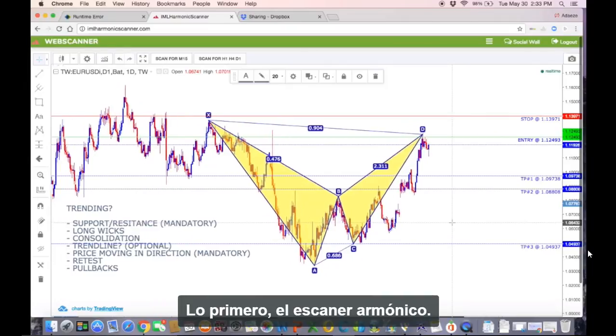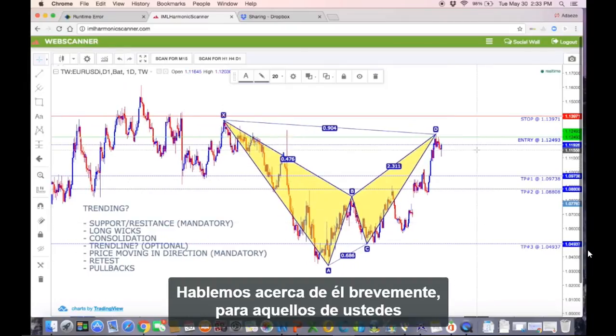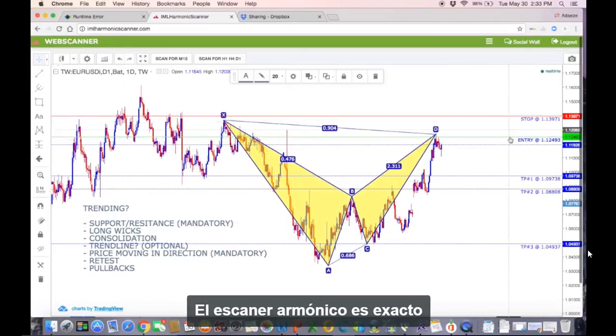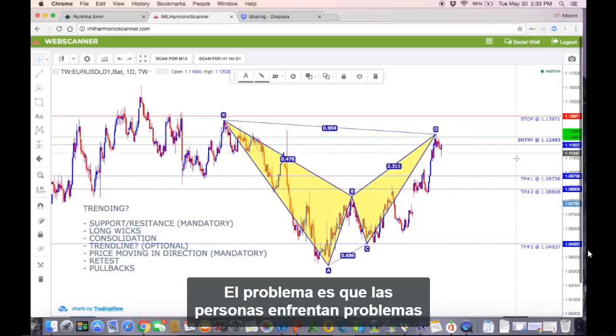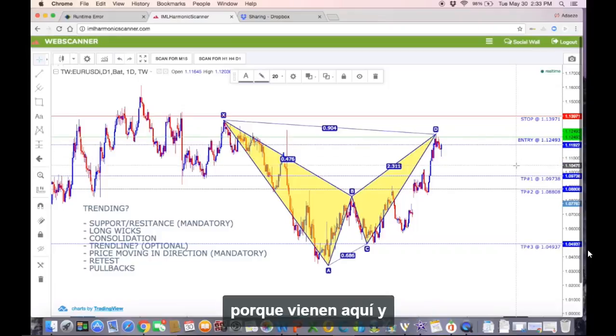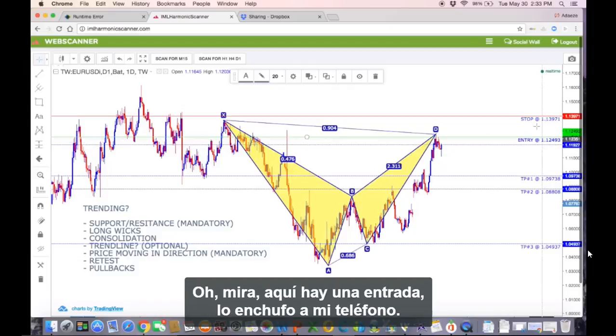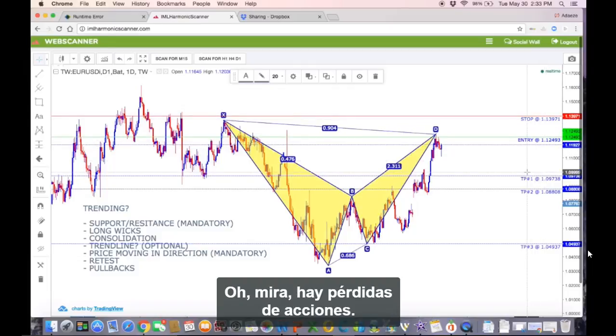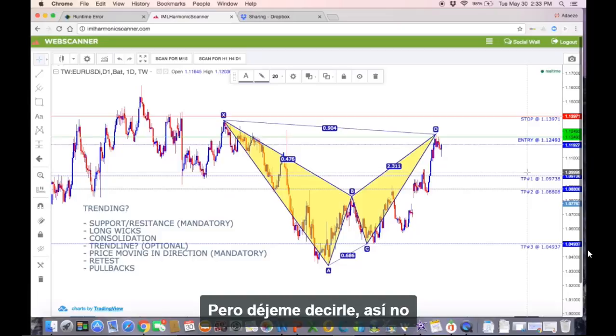All right, first thing, the harmonic scanner. Let's just talk about it briefly for those of you who don't know. The harmonic scanner is accurate about 80% of the time. It's got a high level of accuracy. The issue is people are running into problems because they're just coming here and plugging these numbers in. Oh, look, there's the entry, plug it into my phone. Oh, look, there's the stop loss. But let me tell you, that's not how you're supposed to do it.